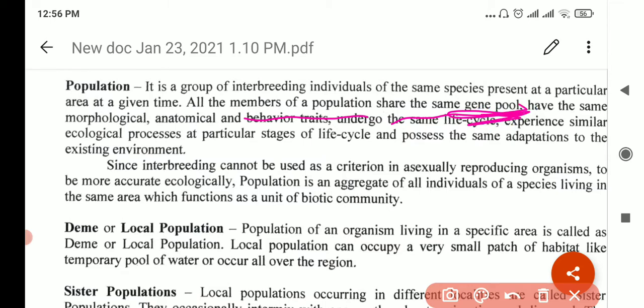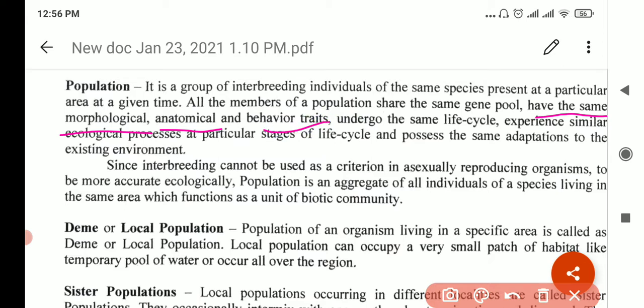Same gene pool means a tiger will have the same tiger gene pool, humans will have the same human gene pool. There's no intermingling, I don't have half human, half rat, half dog, half cat, like that. We have come from the same gene pool, and they should also have the same looks. If you cut their TS, they should look the same. So anatomy also should be the same, and they should behave the same.